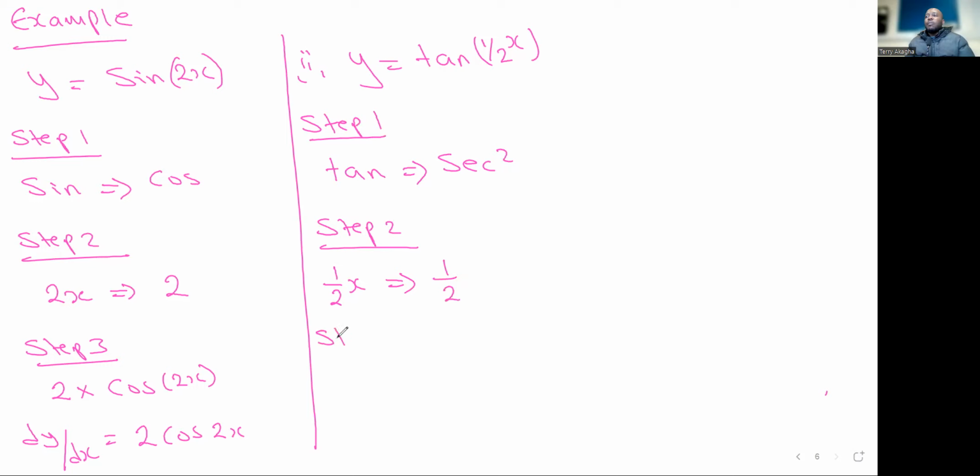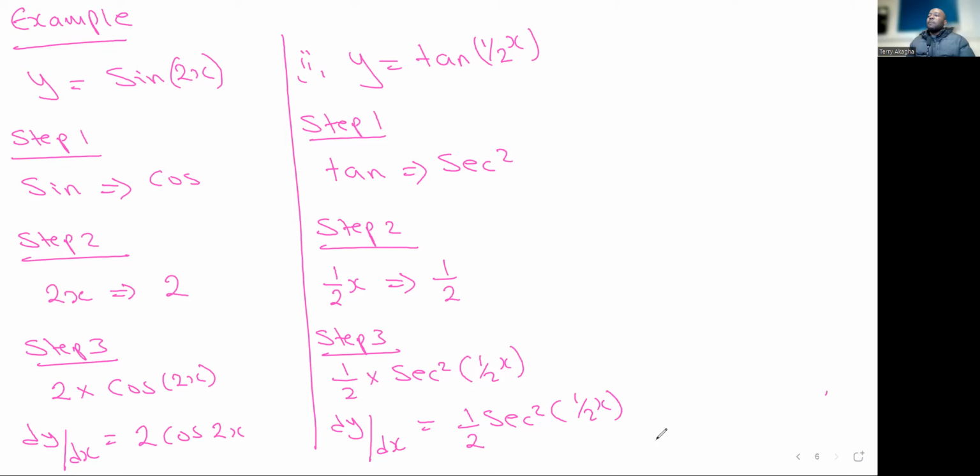Then step 3, we then have to multiply. So it's going to be 1 over 2 times sec squared, and the original elements here, 1 over 2x. So dy over dx is going to give you what? 1 over 2 sec squared, 1 over 2x. Okay? And that will be that for that.